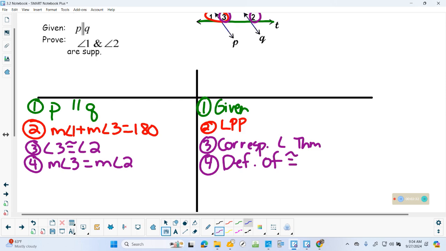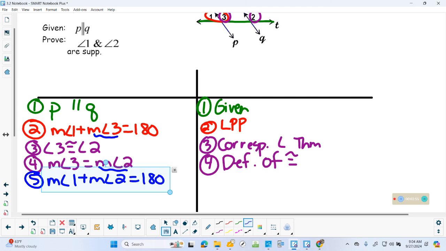Okay, now remember the goal. We want to show 1 and 2 are supplementary. I think I can make that happen because I'm looking in my red equation here. I've got 1. Is there any way you could swap this out with 2? Yeah, we can just substitute it in. You guys don't need me, you got it. And I heard the reason already, substitution. Man, we're so close. Substitution property of equality, then I guess.